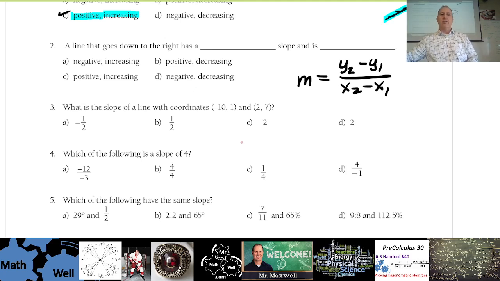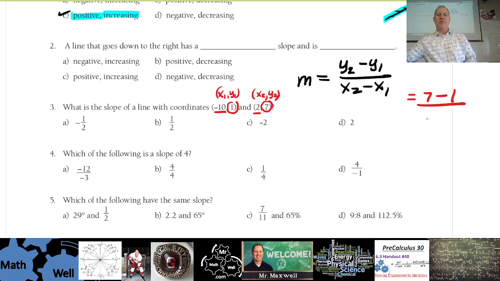So we just have to determine which ones are the 1 points. And so let's make the first point the 1 point, and then the second point can be the 2 point, right? Okay, so y2 minus y1, let's go 7 minus 1. 7 minus 1 on top. And then x2 is 2 minus, and you got to be careful here, 2 minus -10. So let's try and simplify that a little bit. That's going to be 6 on top. 7 minus 1 is 6.